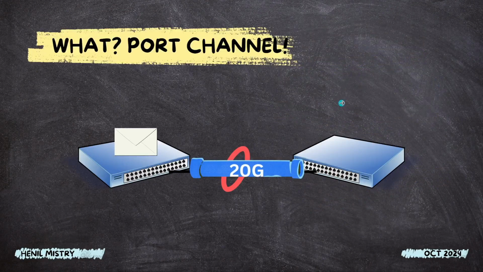Then, what is a port channel? A port channel is nothing but a group of ports. So basically it will form a pipeline. Let's say one port is 10 gig. Then if we are grouping two ports, the combined bandwidth between two switches will be one port called a port channel that will have 20 gigs of bandwidth.